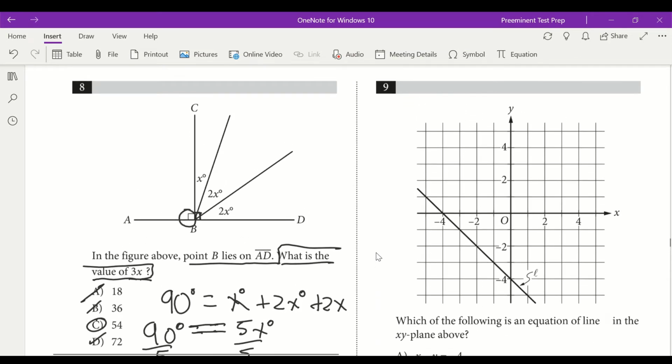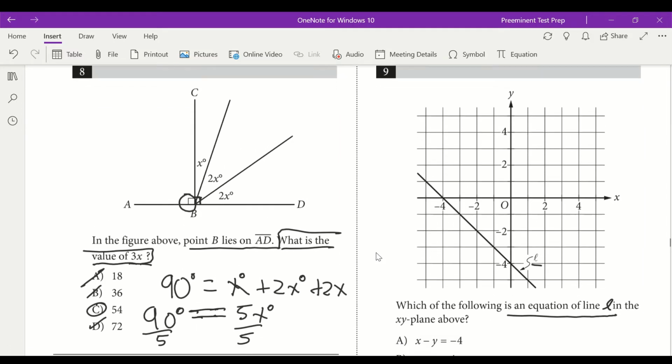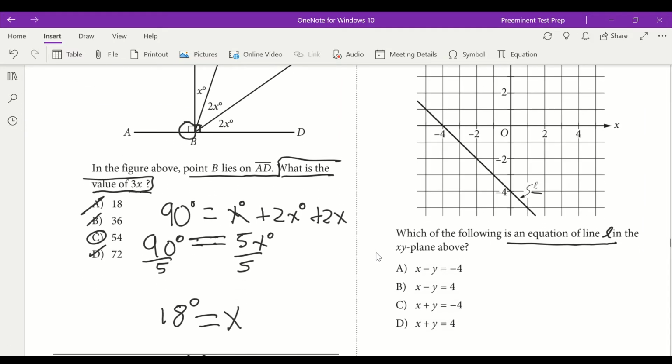Question 9. Which of the following is an equation of line L, there should be an L here, in the xy plane above? Well, we know the equation's linear, which all of our answer choices are, so there's nothing we can rule out there. Now we know y-intercept, our y-intercept is negative 4, and we know our slope is negative 1 because we go down 4, we go over 4.